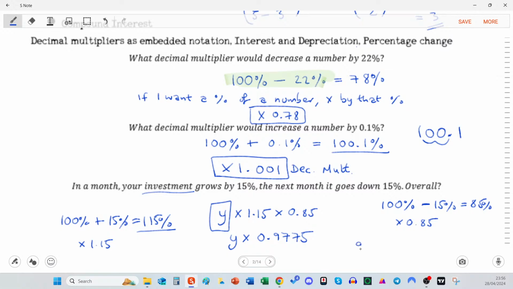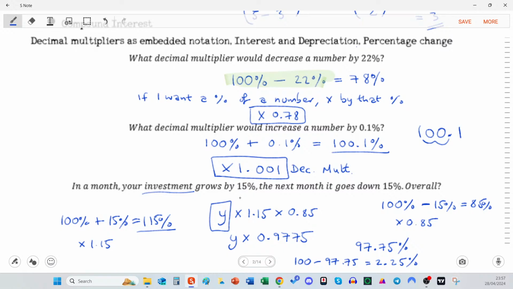So we times it by 100. So that's 97.75%. So what's the overall effect if we end up with 97.75%? We could do 100 take away the 97.75 to give us the percentage that we took off, and it's 2.25%. So overall, this represents a decrease of 2.25%, which goes against intuition.